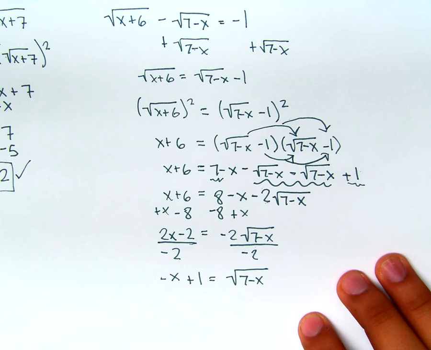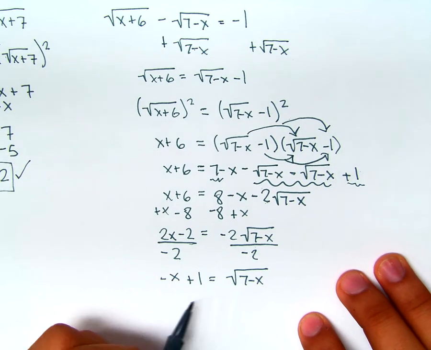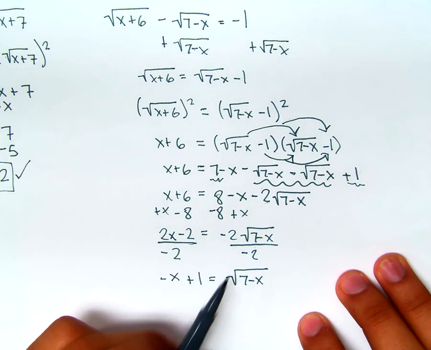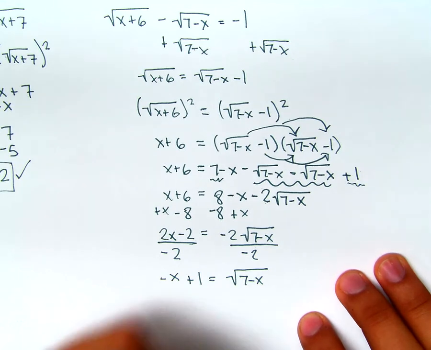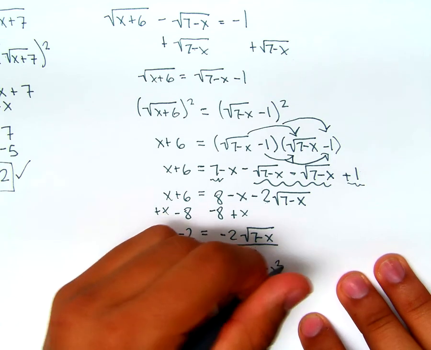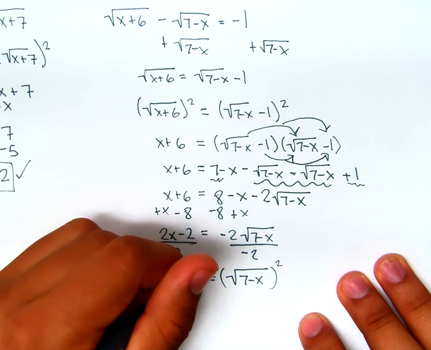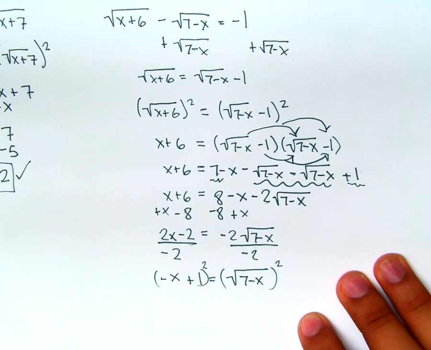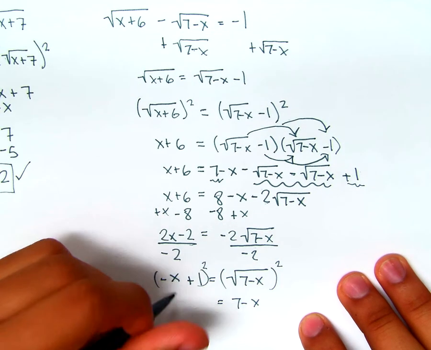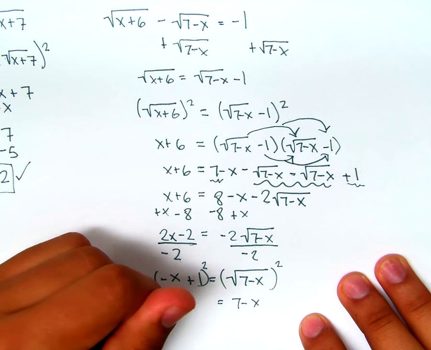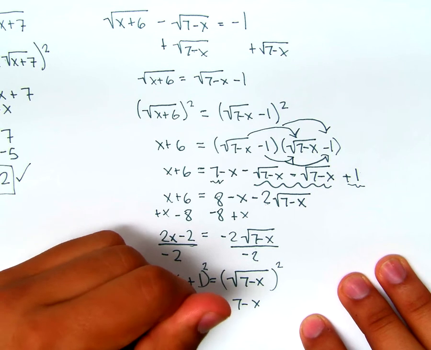So now, we've seen this before, okay? We want to get rid of this radical. So to get rid of this radical, this is a square root. So the opposite operation is to take it to the second power, or to square it. So we square both sides, okay? So this is just 7 minus x. This is now negative x plus 1 times negative x plus 1.